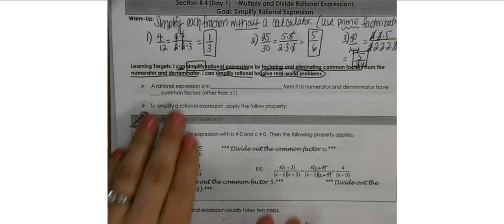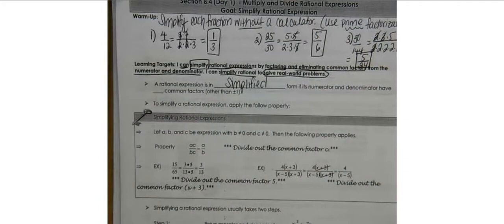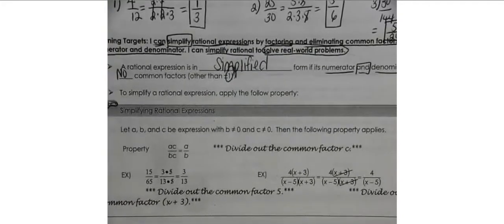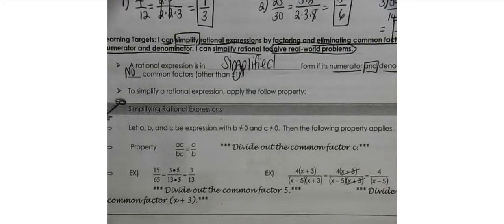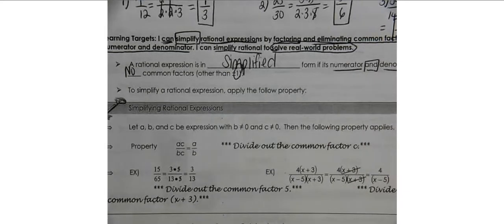Now, a rational expression is considered in simplified form. So that's what our goal is, to simplify all of these fractions. It's going to be in simplified form if its numerator and the denominator have no common factors other than a 1. That 1 could be positive, that 1 could be negative, but there are no other common factors other than the number 1. So in order for you to simplify a rational expression, you'll have to follow the following property.